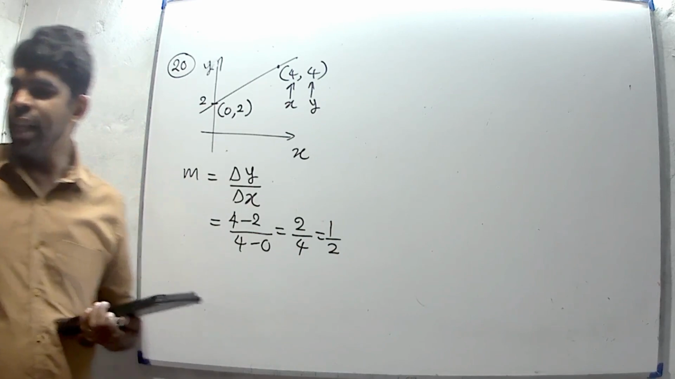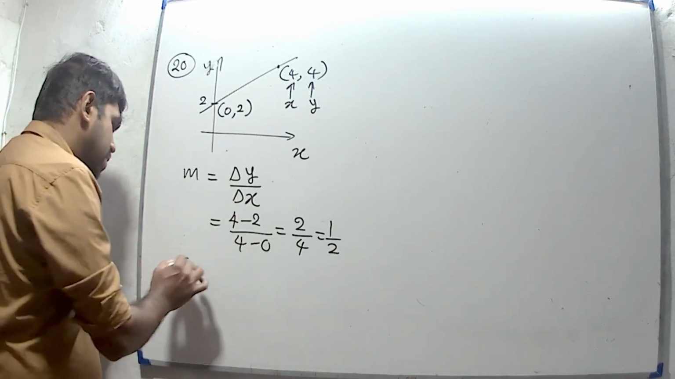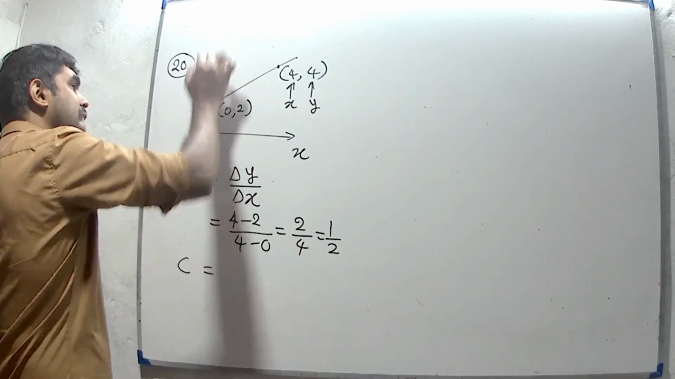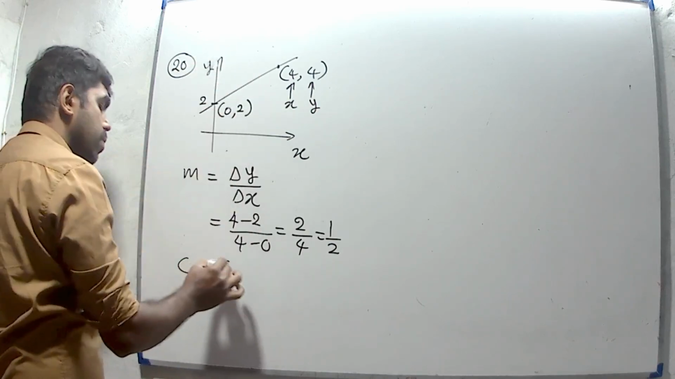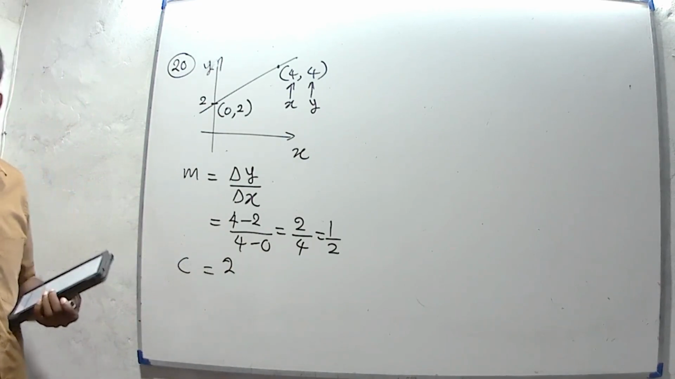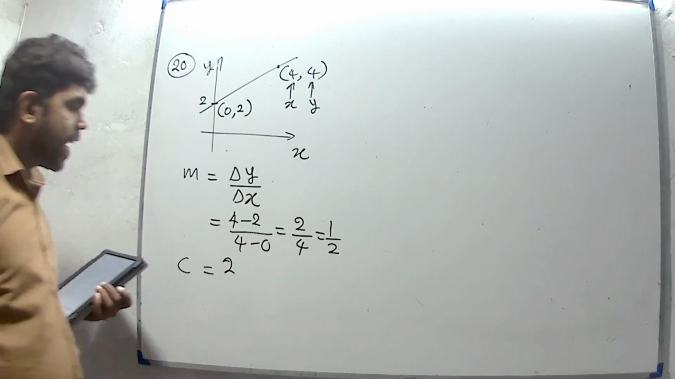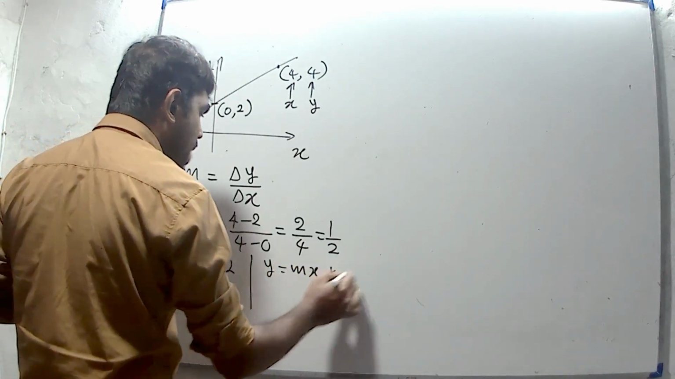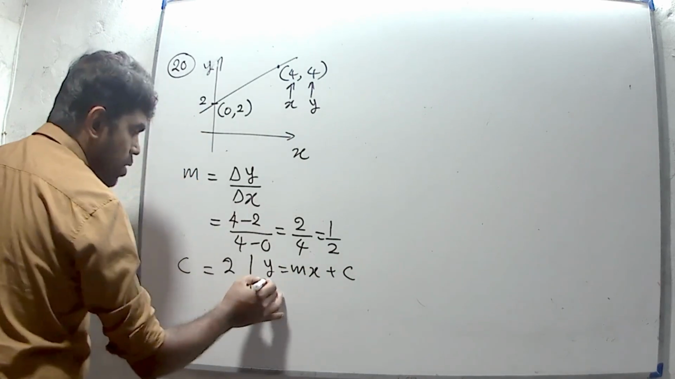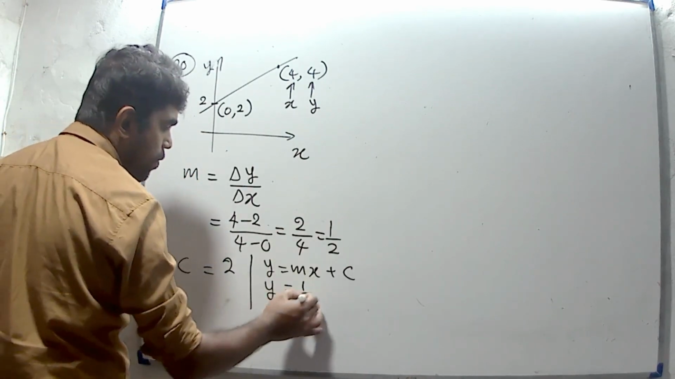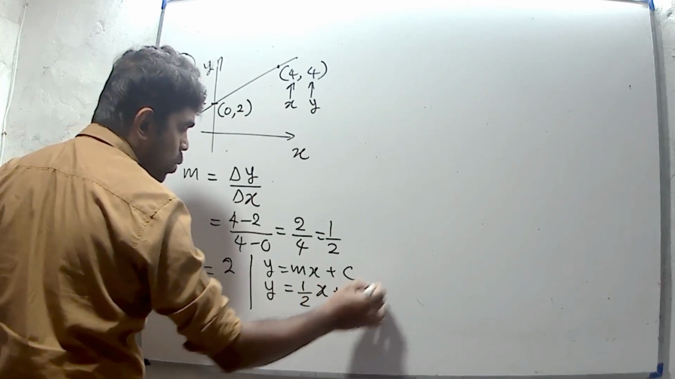Now we have to find the intercept. The intercept is the intersection point of the y axis and the graph. It is 2. It is the y coordinate of the intersection point of the y axis and the graph. Then we can write the equation in the form y equals mx plus c. We have to substitute the gradient and intercept. Gradient is half, intercept is plus 2.